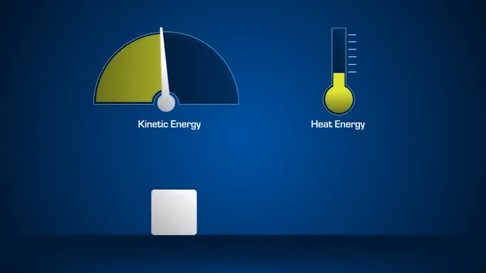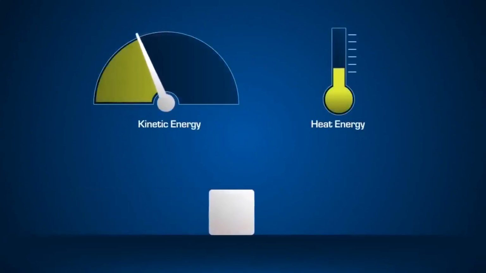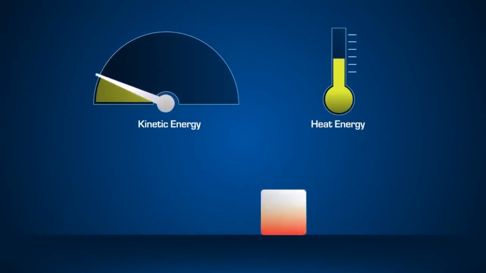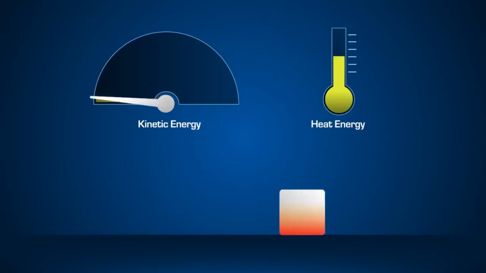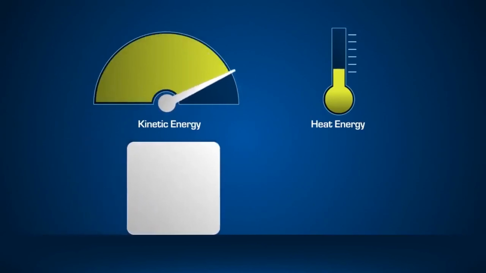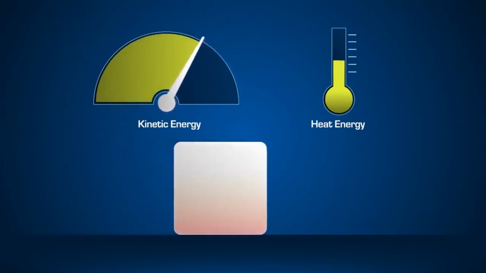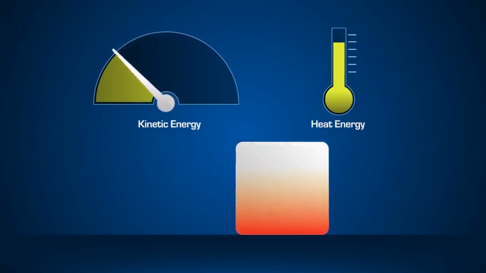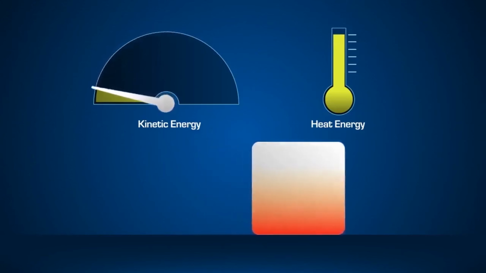As you can see, our block is now sliding along the floor, and friction is converting its kinetic energy into heat energy, slowing the block and eventually bringing it to a stop. A heavier or faster moving block possesses more kinetic energy. This means that more kinetic energy is converted to heat as friction slows the object.